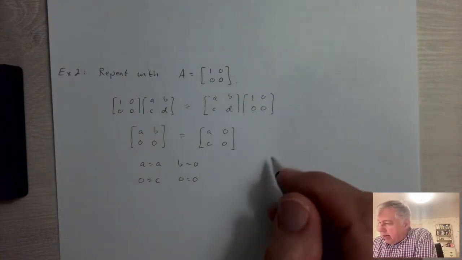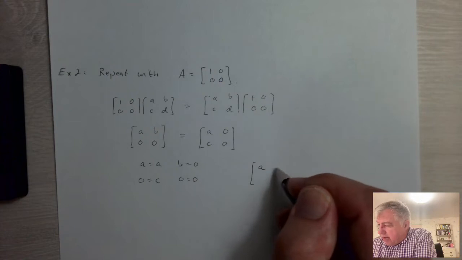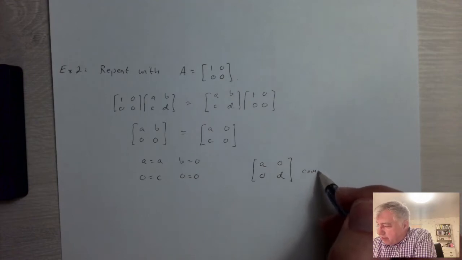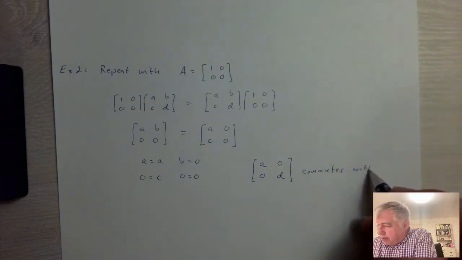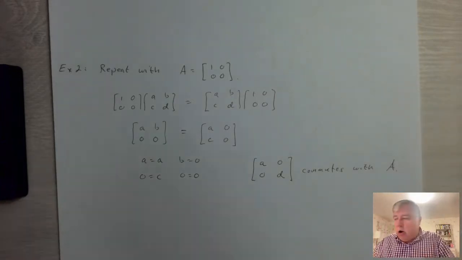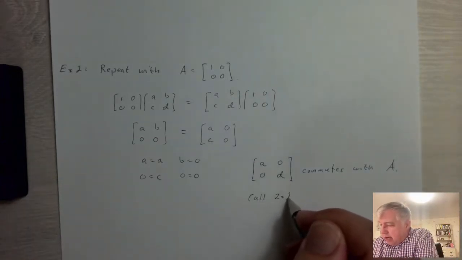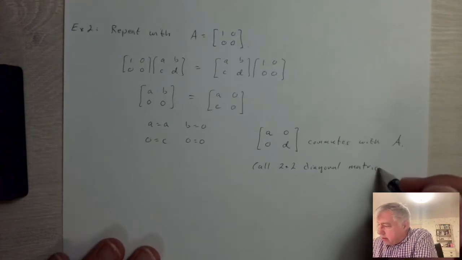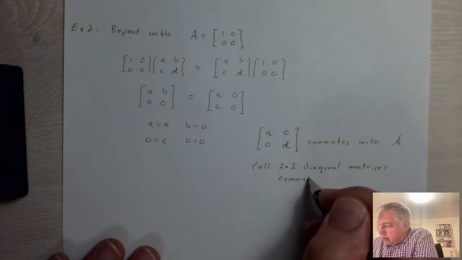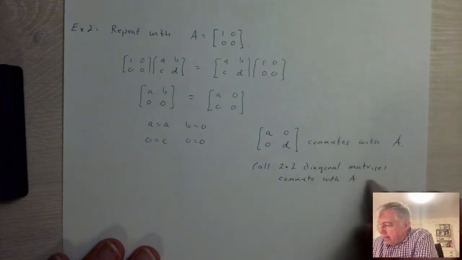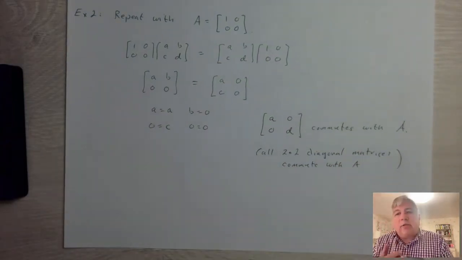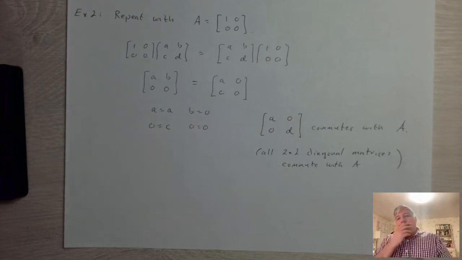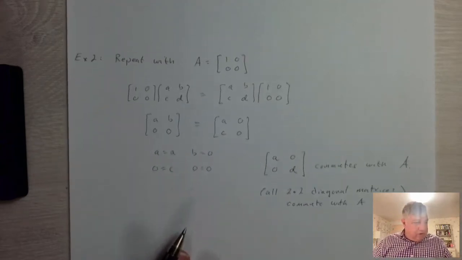And so what we're really talking about is all matrices of this form, A, 0, 0, D, commute with A. In other words, all 2 by 2 diagonal matrices commute with A. And in fact, it's going to turn out that all the diagonal matrices commute with just about any matrix, any square matrix, right? All right. So this example wasn't so bad.